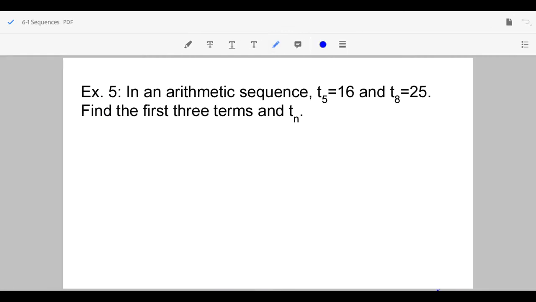Another example here: in an arithmetic sequence, term 5 is equal to 16 and term 8 equals 25. Find the first 3 terms and term n. I'm going to show you 2 ways to do this one. We're going to start with what I'm going to call the quick method.